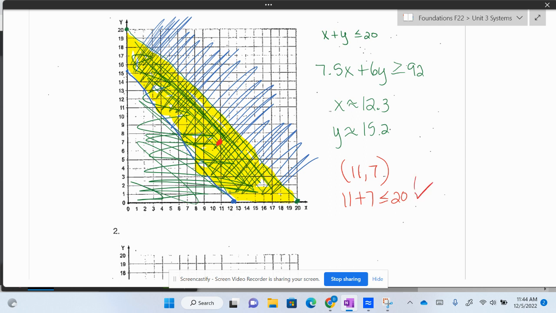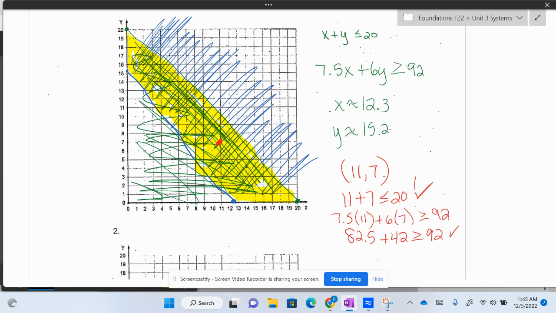Now I'm going to plug it into the other inequality. 7.5 times 11 plus 6 times 7, and it has to be greater than or equal to $92. So what is 7.5 times 11? Thank you, 82.5. Plus 6 times 7 is 42. Does that equal more than $92? Yeah, it does. So that also works.